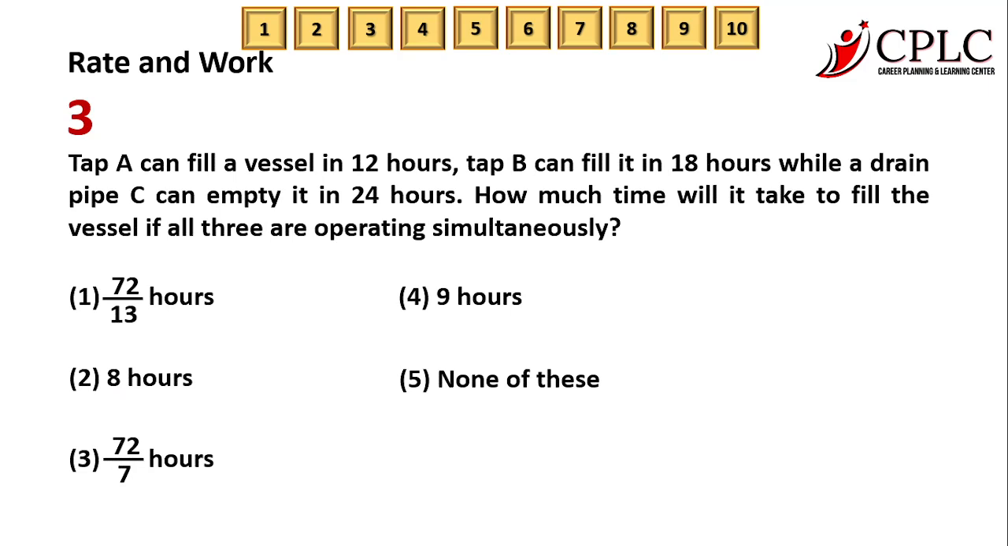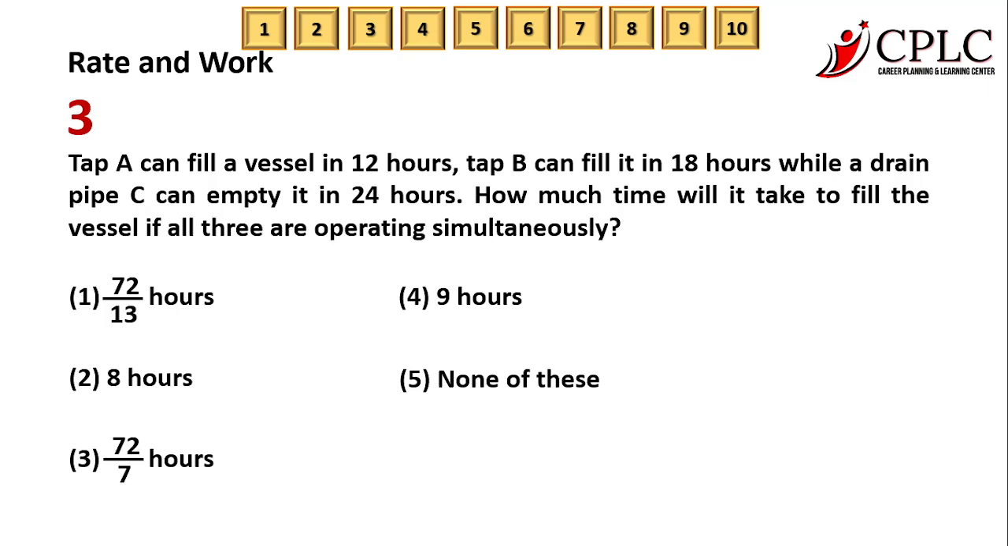Question number 3. Tap A can fill a vessel in 12 hours. Tap B can fill it in 18 hours. While a drain pipe C can empty it in 24 hours. How much time will it take to fill the vessel if all three are operating simultaneously? Now, see, this is the new concept that I was talking about, which is related to pipes and cisterns.